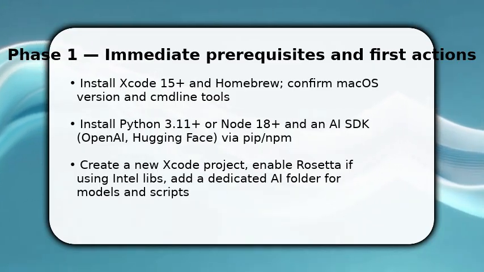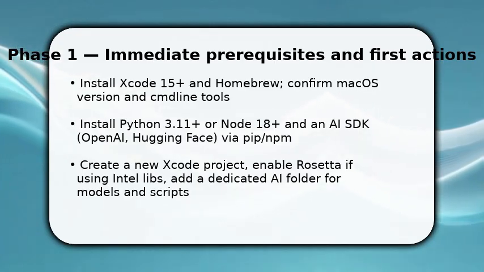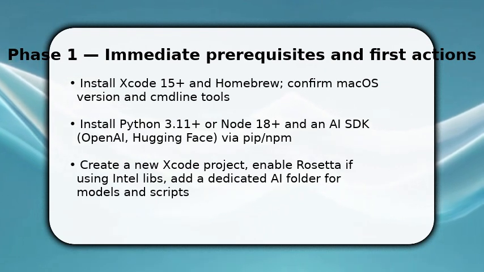Create a new Xcode project and add a clear AI folder to hold scripts and model artifacts. Make sure to enable Rosetta for incompatible native libs. This gets you to the first working scaffold quickly and avoids toolchain mismatch issues.